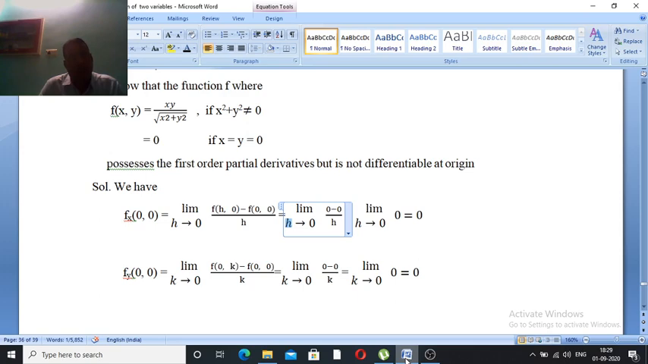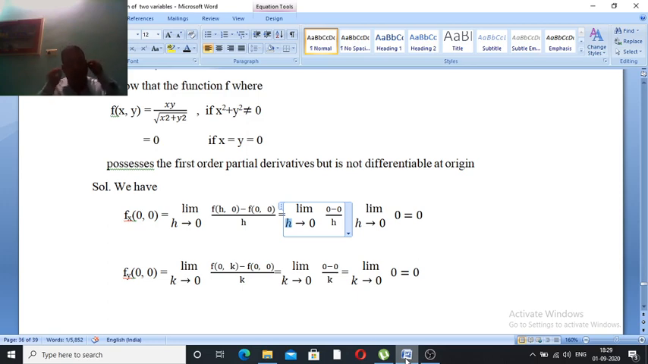Now we will discuss some examples of a function being differentiable at a point (a, b). Show that the function f, where f(x, y) = xy upon the square root of x square plus y square if x square plus y square is not equal to 0, and f(0, 0) = 0, possesses the first order partial derivatives but is not differentiable at the origin.